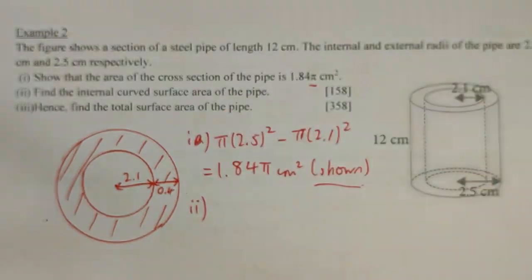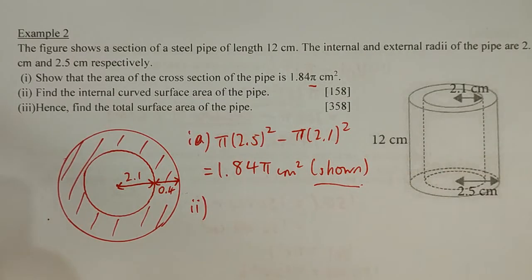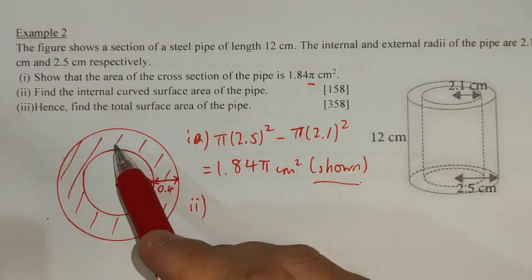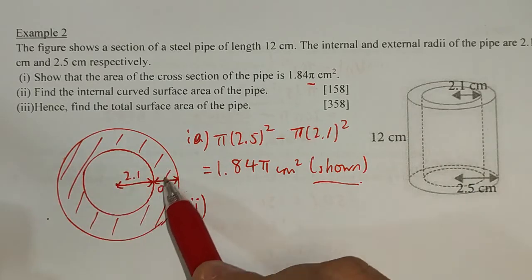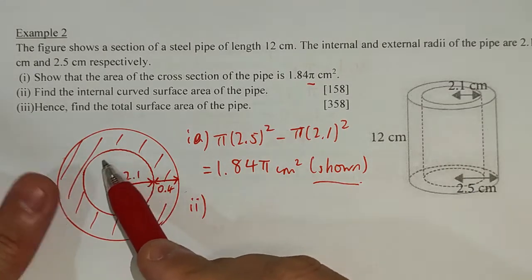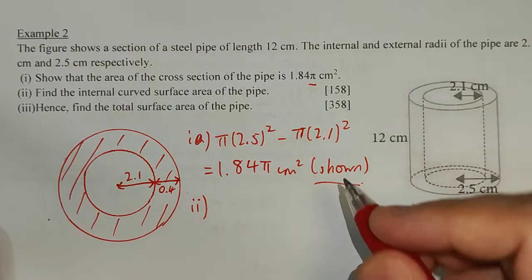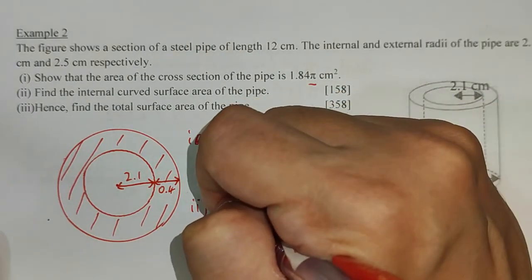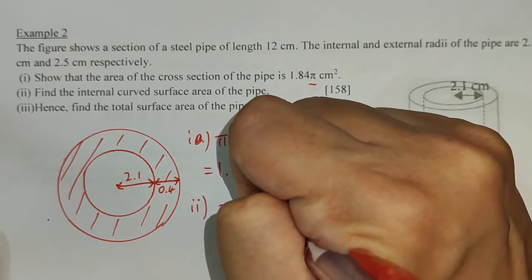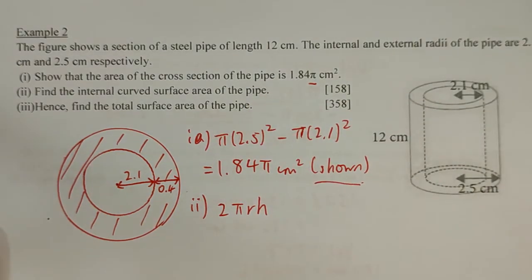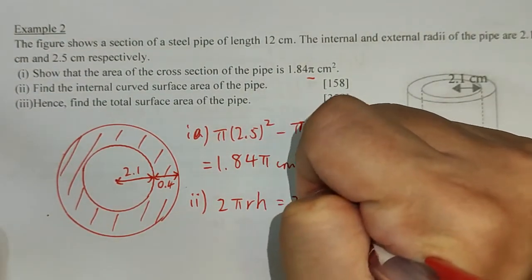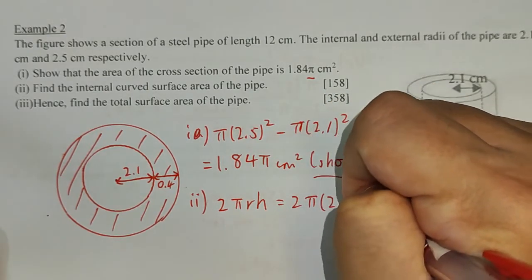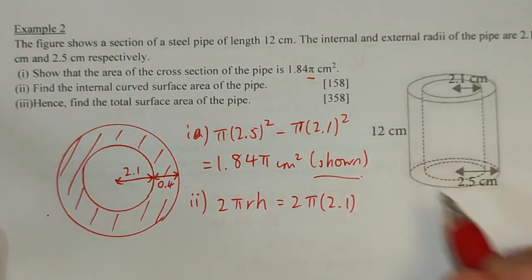Now part 2. Find the internal curved surface area of the pipe. Internal basically means on the inside here, so we do not need to care about the outside circle. So curved surface area is 2 pi r h. The formula is 2 pi r h. So 2 pi, my radius is 2.1, my height from the diagram is 12.